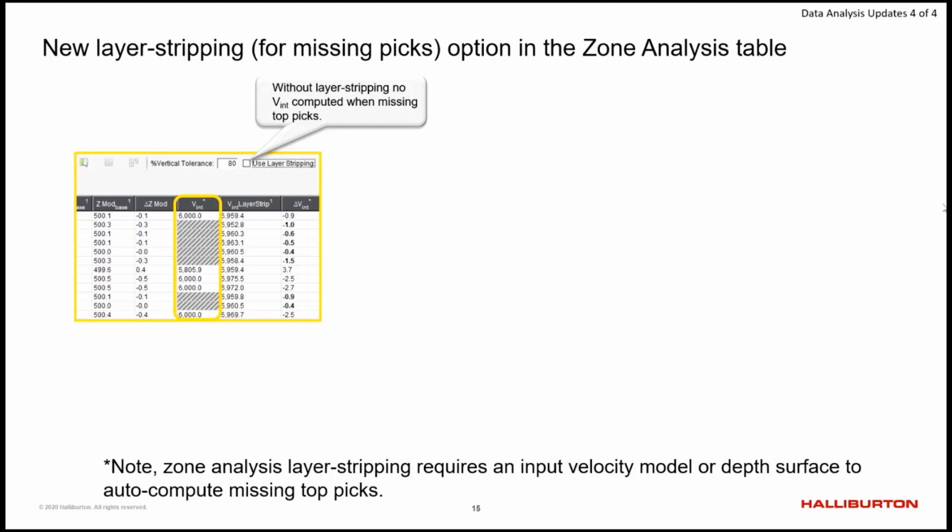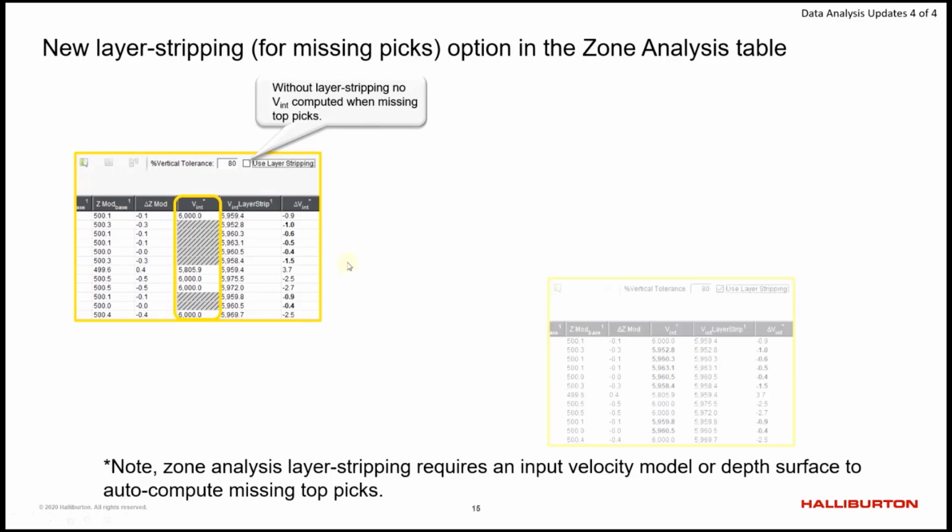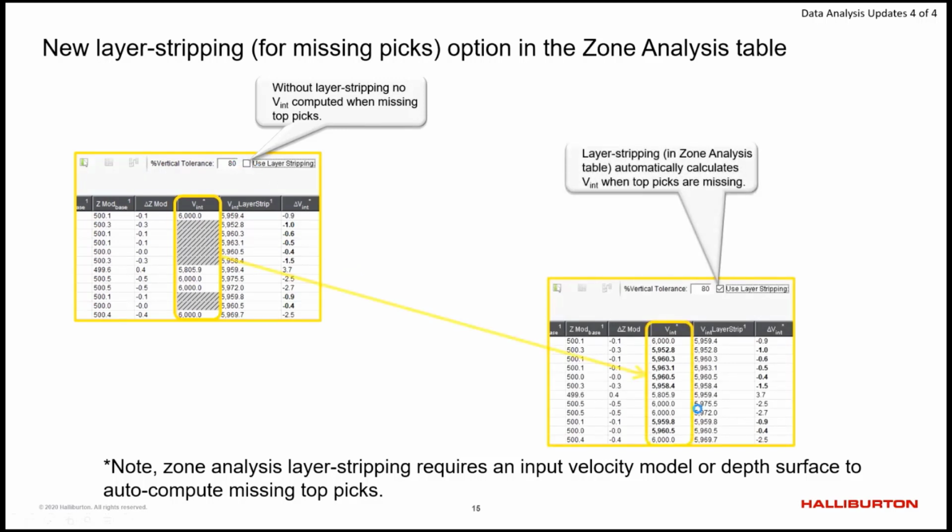When you don't have a pick. In this case, I'm missing the pick for the top of the zone for several of these wells. Well, if I push the use layer stripping button, we're going to compute what the top pick would be for you, so we can do a lot more analysis and get better velocity information.